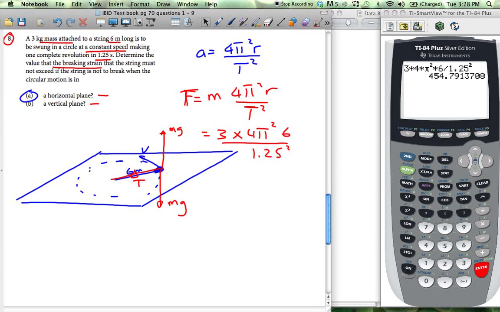And we get this value there, 454.79. So my tension and the force is going to be 454.8 newtons. So let me just write that up over here. 454.8 newtons when you're in the horizontal plane.